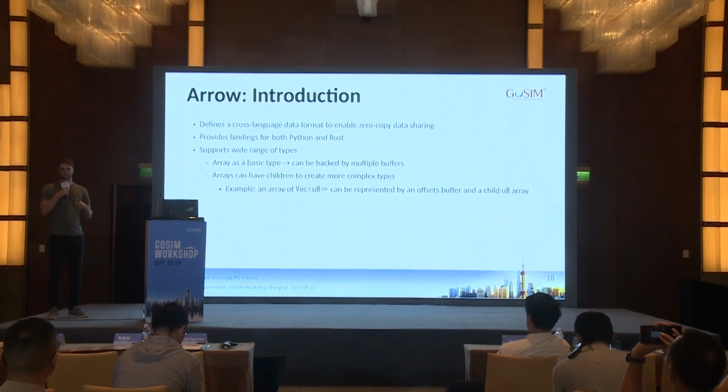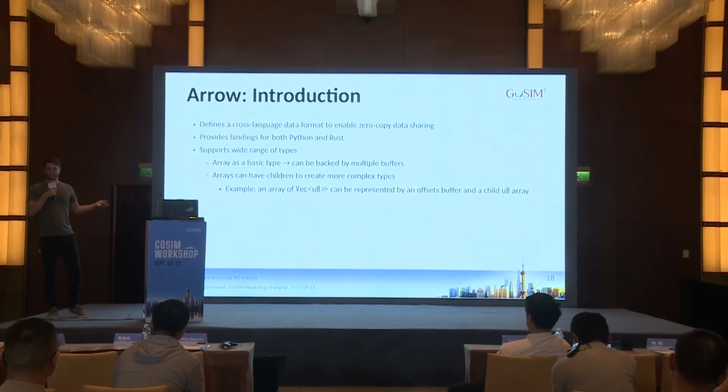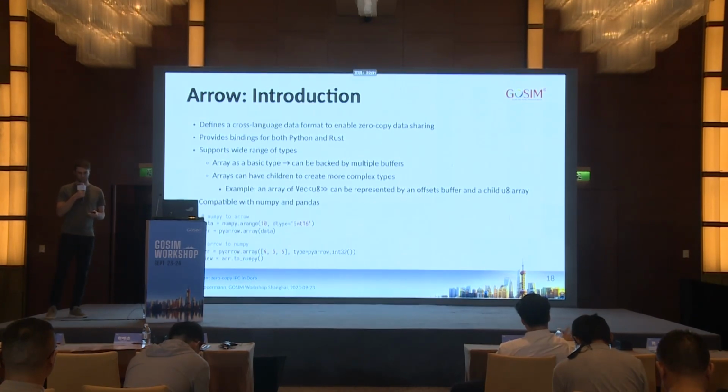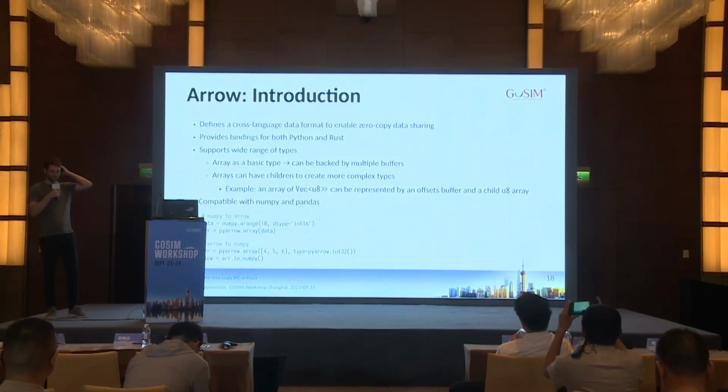And arrays can also have child data to allow creating or representing more complex data. So for example, you can represent an array of byte vectors as an offsets buffer and a child byte array, which contains all the data, and the offset buffer just contains the start index of each of the byte arrays. We'll see an example in a moment.